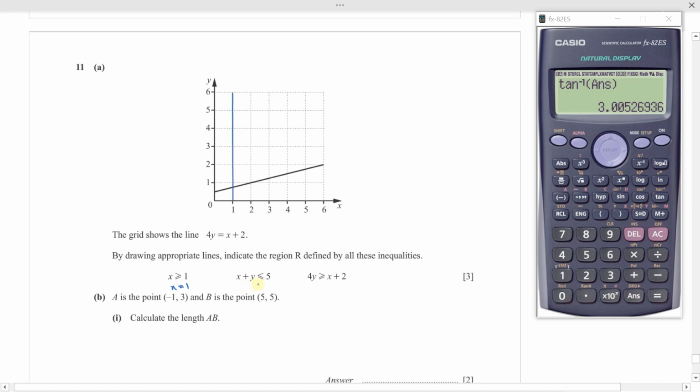The next is x plus y equals 5. Let me write it down here. x plus y equals 5. So when x is 0, y will be 5. When y is 0, x will be 5. So when x is 5, y is 0. So now I have the 2 points. I can draw this line as well. So 0 and 5 is this, and 5 and 0 is this.